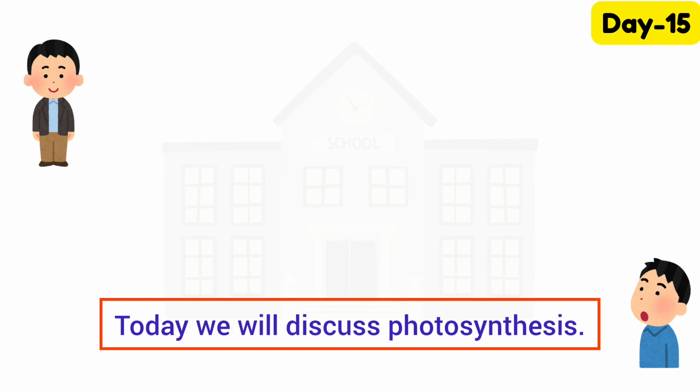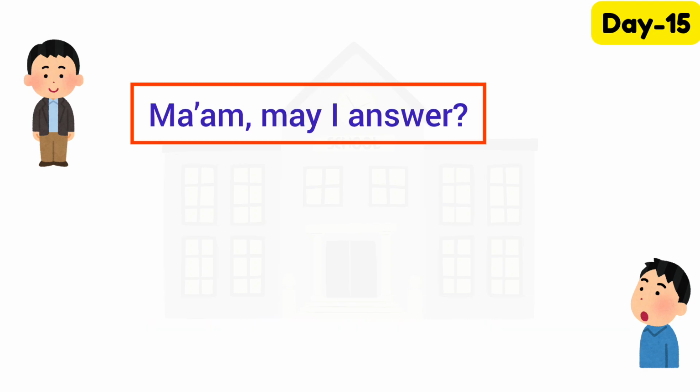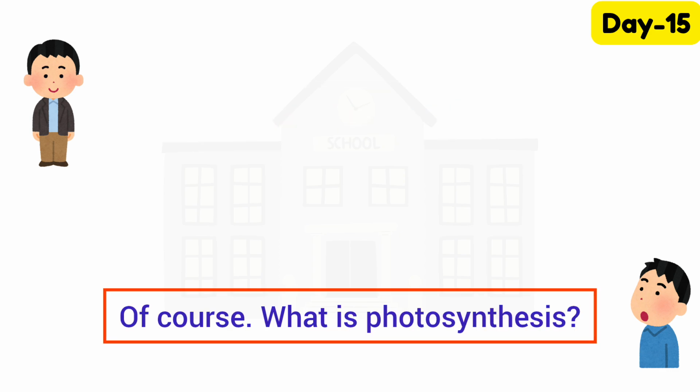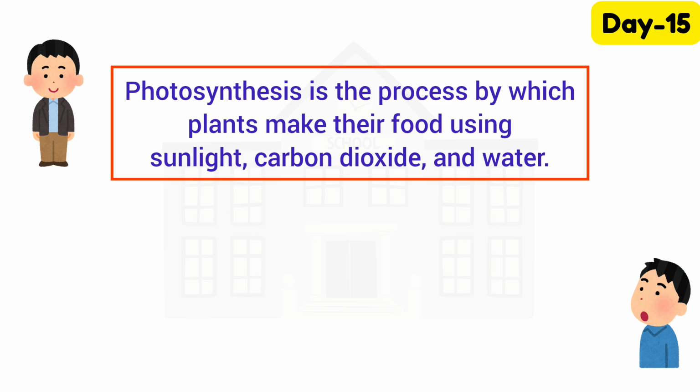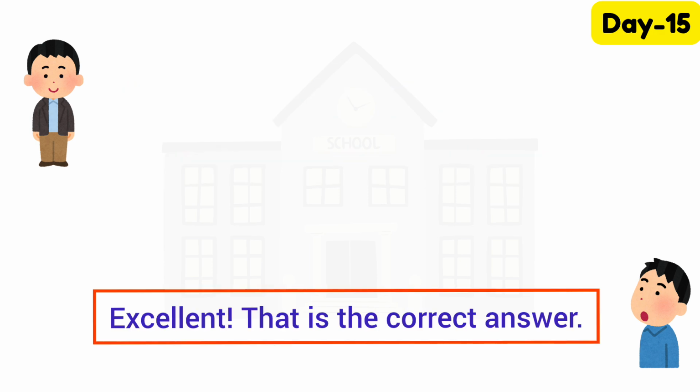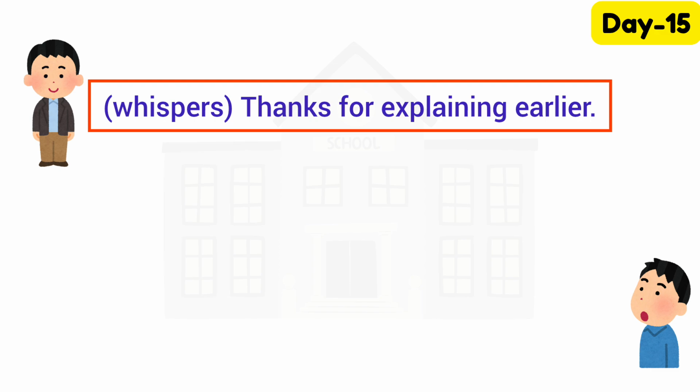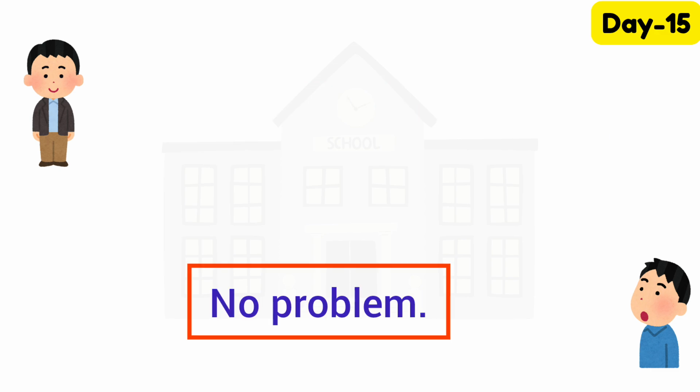Yes, ma'am. Today we will discuss photosynthesis. Ma'am, may I answer? Of course. What is photosynthesis? Photosynthesis is the process by which plants make their food using sunlight, carbon dioxide and water. Excellent. That is the correct answer. Thanks for explaining earlier. No problem.